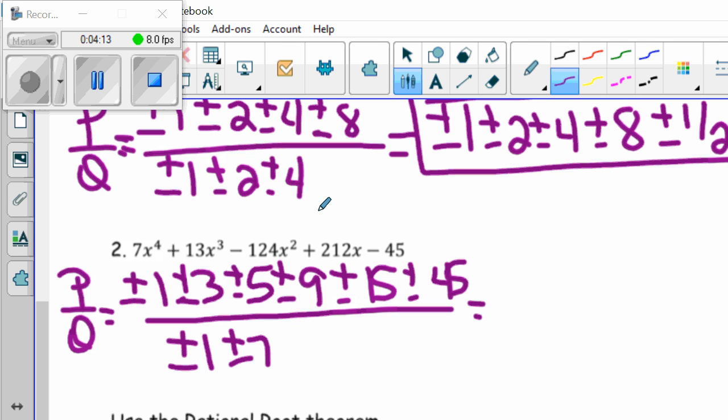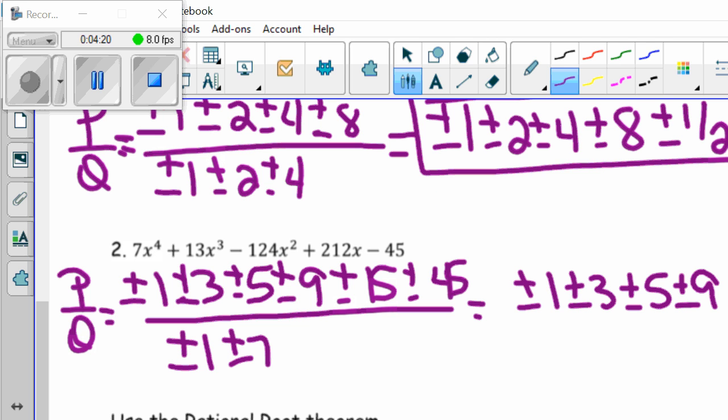So everything on top divided by 1 gives me everything I have on top. Positive negative 1, positive negative 3, positive negative 5, positive negative 9, positive negative 15, positive negative 45. Now everything on top divided by 7. So positive negative 1/7, positive negative 3/7, positive negative 5/7, positive negative 9/7, positive negative 15/7, and positive and negative 45/7.